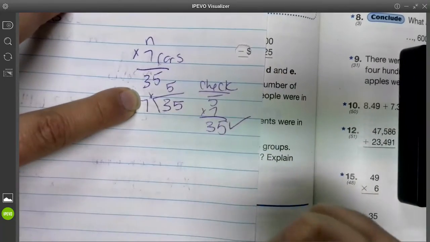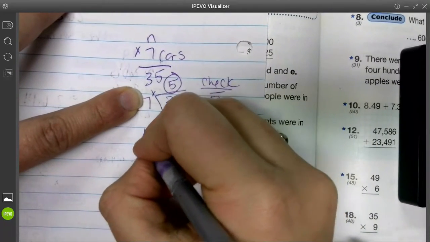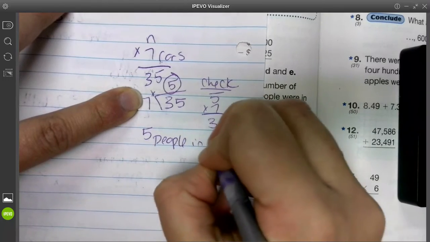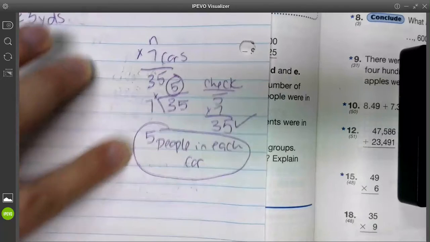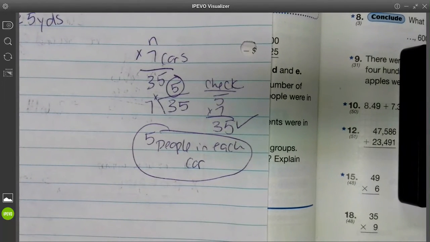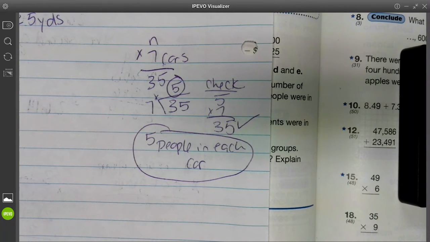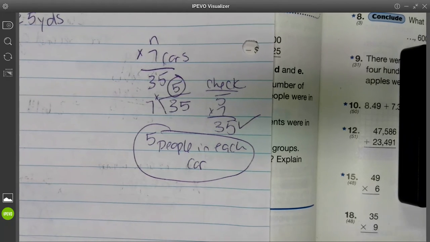And then it says how many people. So we have found there were 5 people in each car. So you have to make sure to label. We have to make sure it's reasonable. Does it seem reasonable to have 5 people in a car? Yes, right? That's a reasonable number. If we said, oh, it's 20, is that a reasonable number for a car? Not a bus, not a big van, but a car? No, right? 20 wouldn't make sense, but 5 makes complete sense for a car.